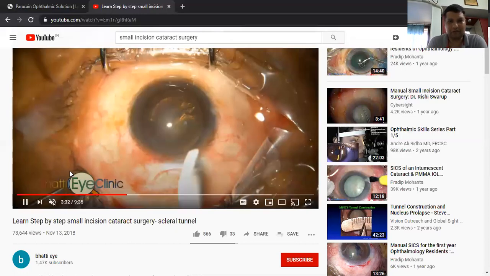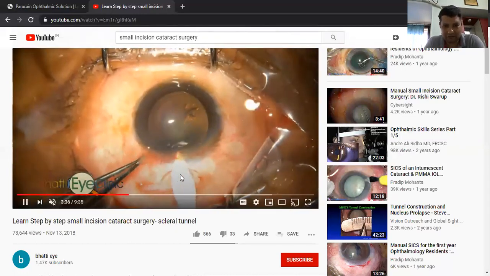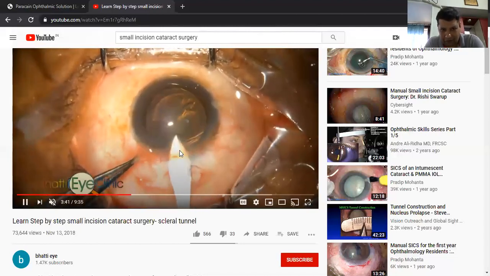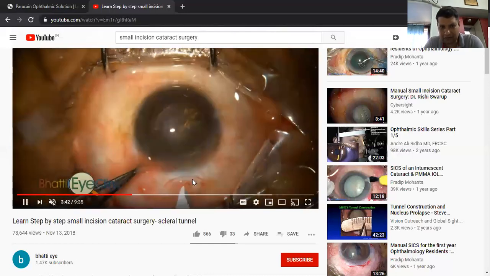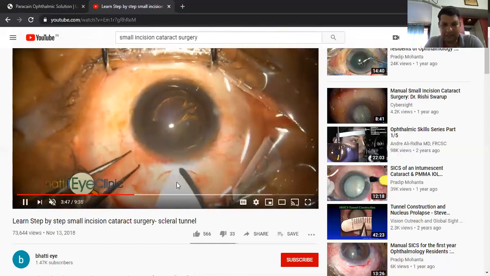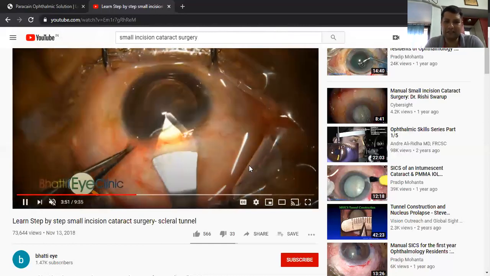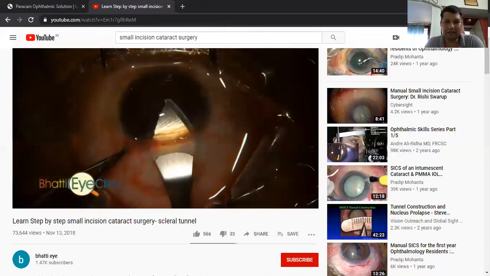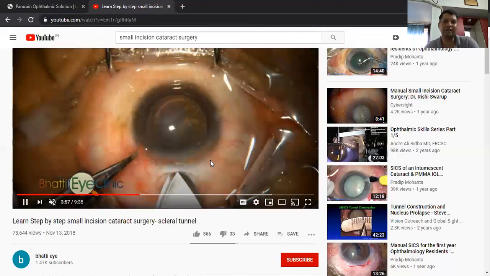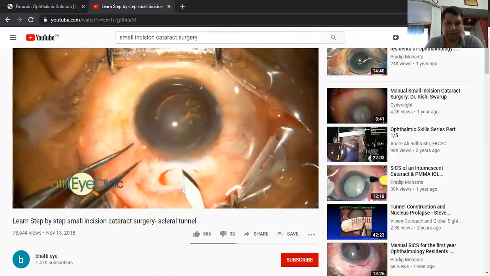Now please observe. So this is the main entry. This is around 2.8 millimeter. So we are going into the cornea, so that there is a tunnel. So this is the internal incision. This is the external incision. So with the help of a bigger keratome, maybe we can extend the incision, or we can use the same incision with the same keratome. We can use the same keratome to extend the incision. So this is the internal entry.